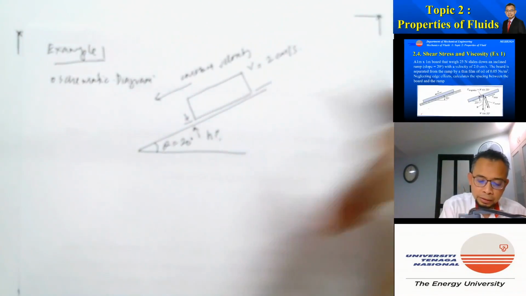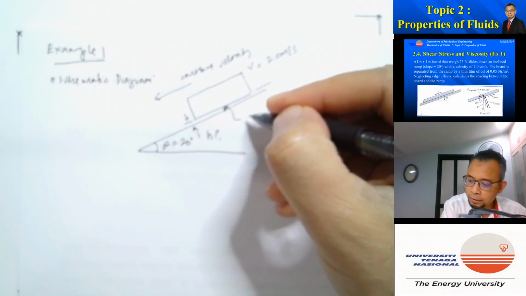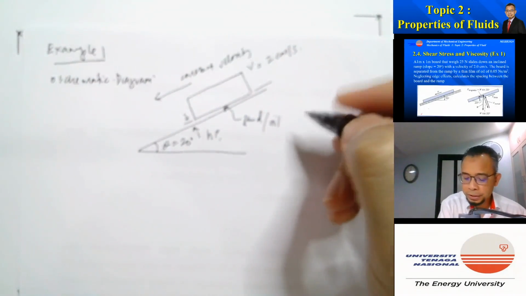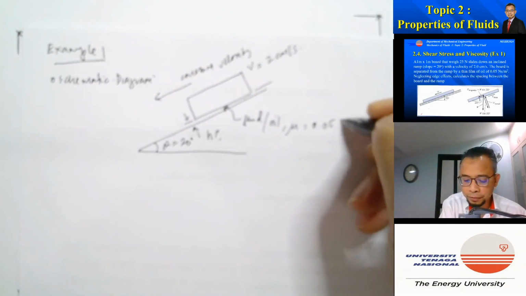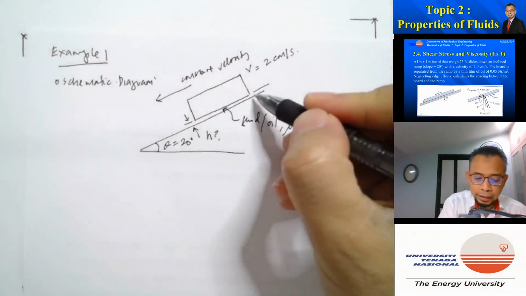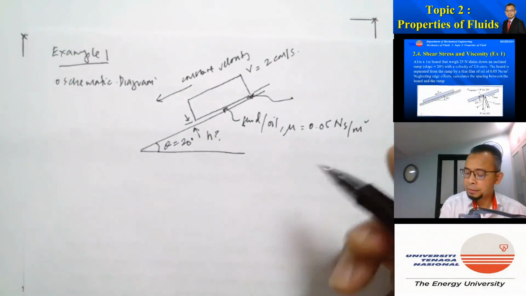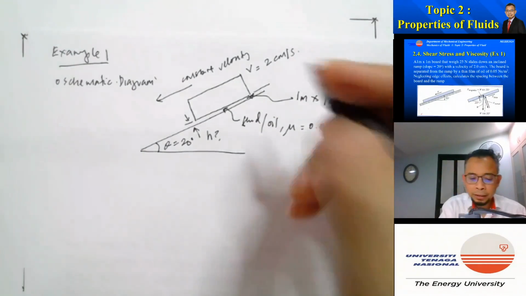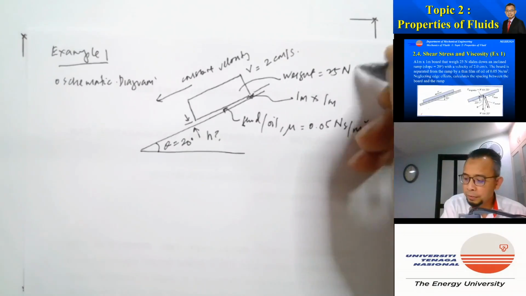And then this gap here is being filled with fluid, which is oil, which has viscosity equal to 0.05 Newton second per meter squared. And then the area of this block, the one which is actually touching the fluid, is 1 meter by 1 meter. And then also given that the weight of this is 25 Newton.